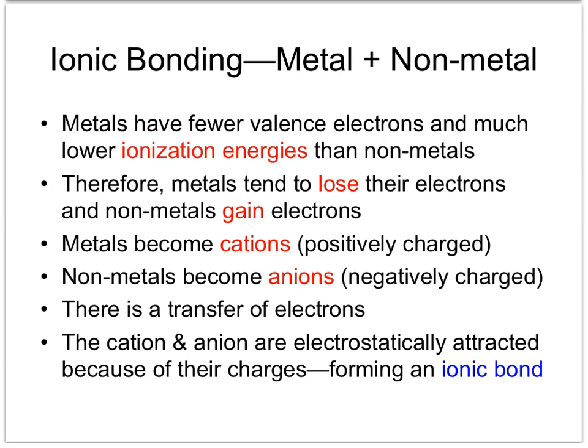The first type of bonding is called ionic bonding, and it's between a metal and a nonmetal. We know that metals tend to lose their electrons and become positively charged, forming cations, whereas our nonmetals tend to gain electrons. They become negatively charged, anions. When the metal approaches the nonmetal, there is a transfer of electrons, and the charged particles are electrostatically attracted to one another, forming the ionic bond.